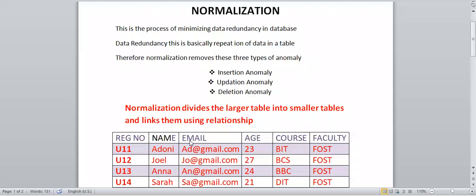Therefore, normalization removes anomaly in our tables, and we have three types of anomalies. That is insertion anomaly, updation anomaly, and deletion anomaly. Before you look into normalization, let us first take a look at what anomaly is.